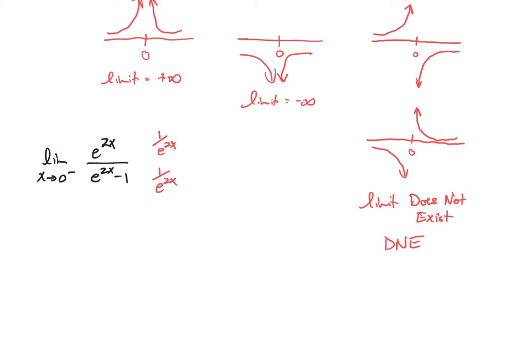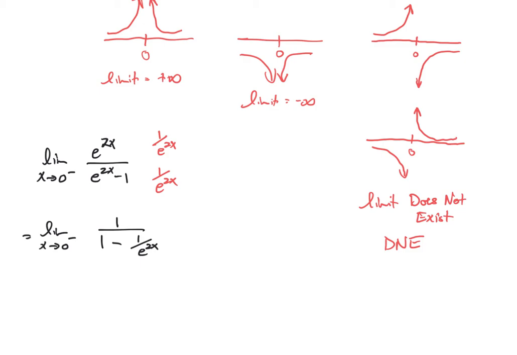And after I do my distribution, I get the limit as x goes to 0 from the negative side. We're going to have a 1 over here. We're going to have a 1 over here. And we're going to have a 1 over e to the 2x in the denominator.